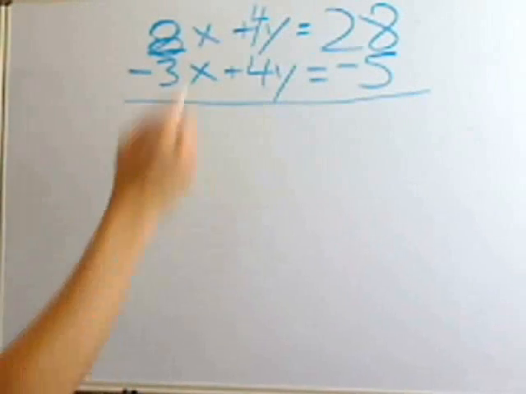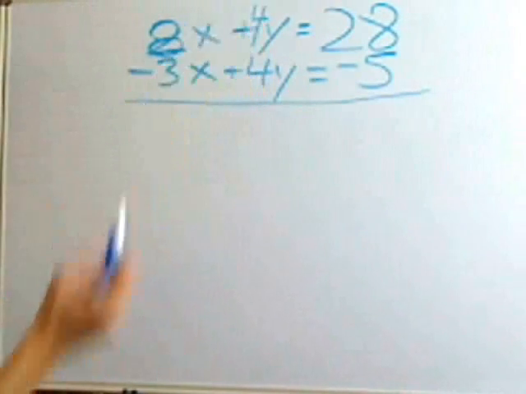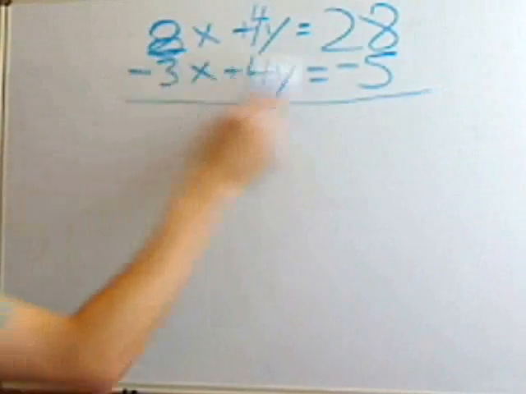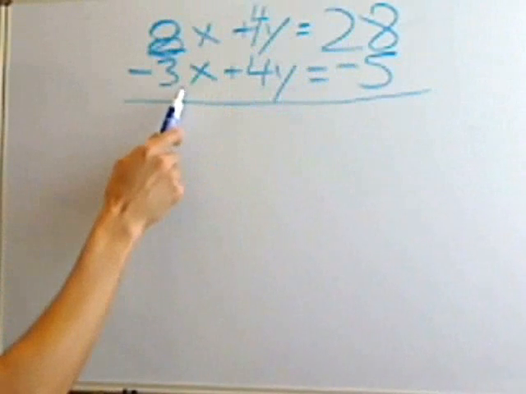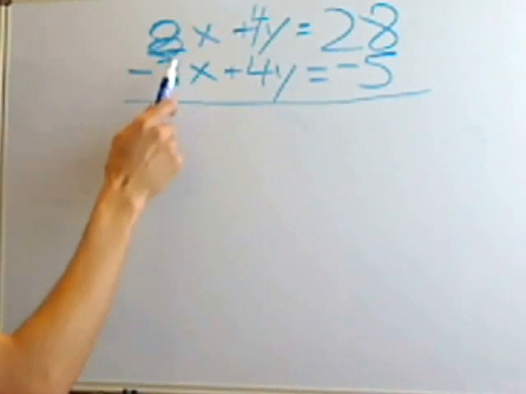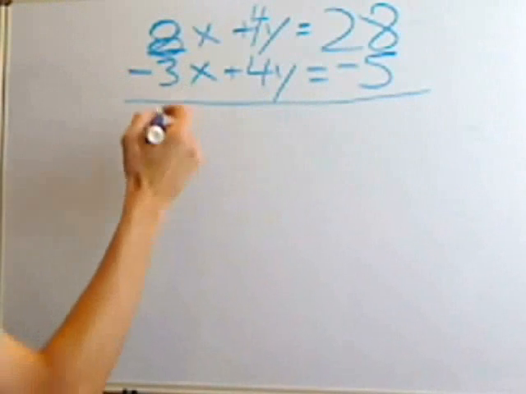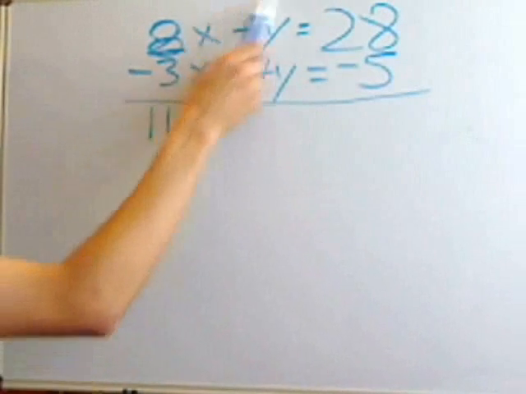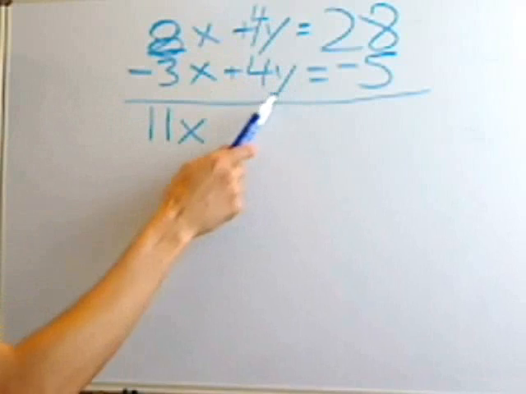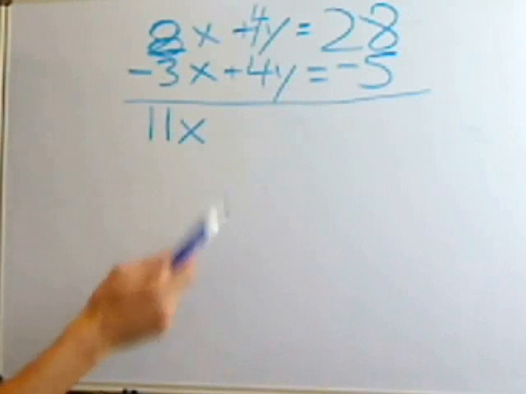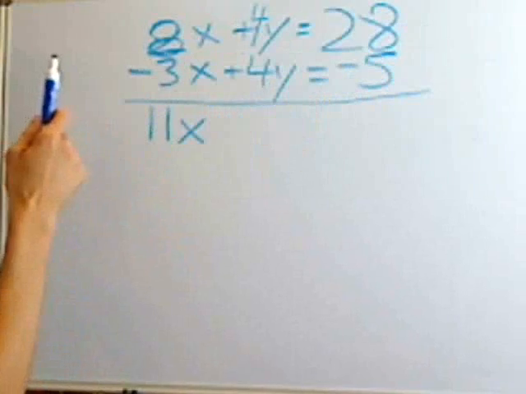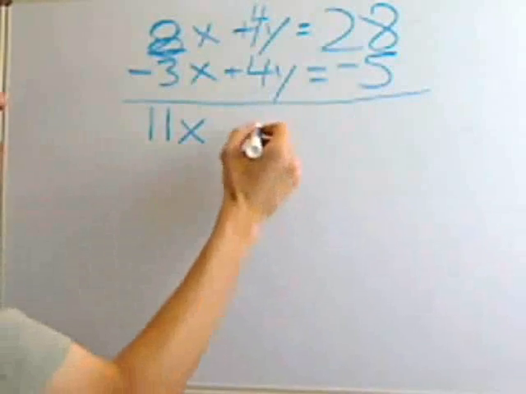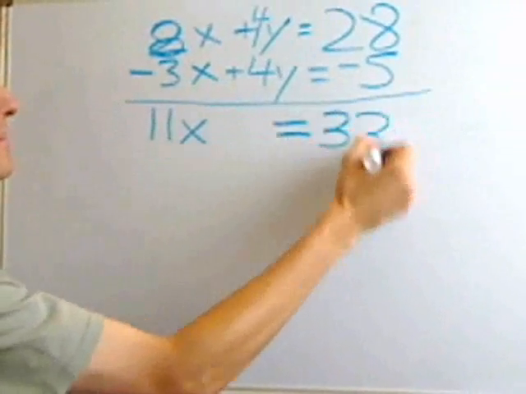two equations. We'll subtract this equation from the top equation. So we're subtracting this whole thing from this. 8x minus negative 3x. 8 minus 3 is 11. So we get 11x. Then we subtract these terms. 4y minus 4y is 0. Okay? So we can see why we went ahead and multiplied this one by 4. Now we take 28 and subtract minus 5. 28 minus minus 5 is 33.